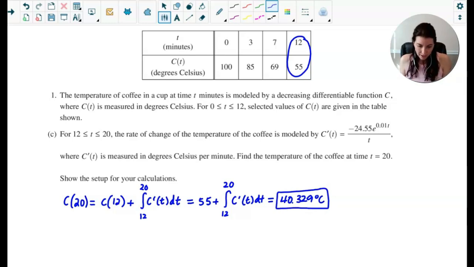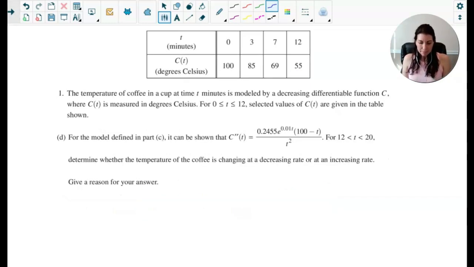And then finally, part D. It says for the model defined in part C, it can be shown that c double prime of t equals this equation, and for time values between 12 and 20, determine whether the temperature of the coffee is changing at a decreasing rate or an increasing rate, and give a reason for your answer.